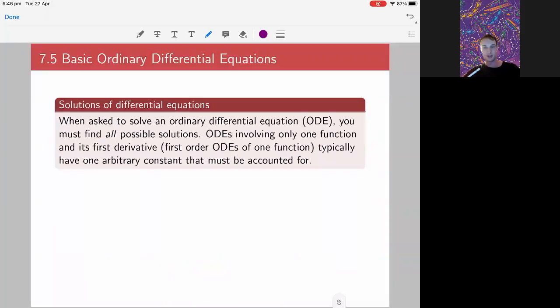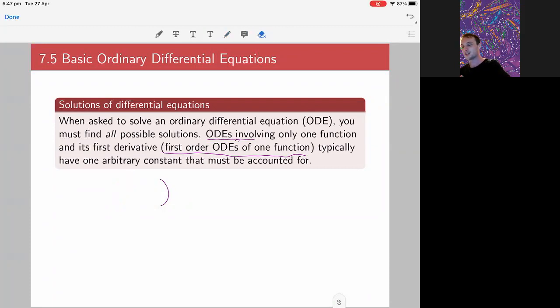If I give you an ordinary differential equation, and I ask you to solve that differential equation, what I really mean by that is I want you to find all possible solutions. And this basically means you need to keep in mind all of those arbitrary constants that could be flying around. So as a general rule, this is quite often the case, not always, that if you've got an ODE that only has one function and the differential equation is a first order one, so we talked about what that means before, then the solution quite often has a single arbitrary constant that must be accounted for.